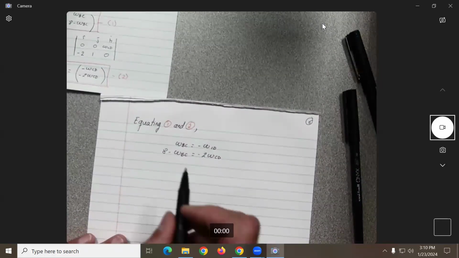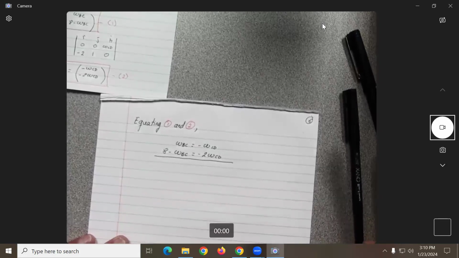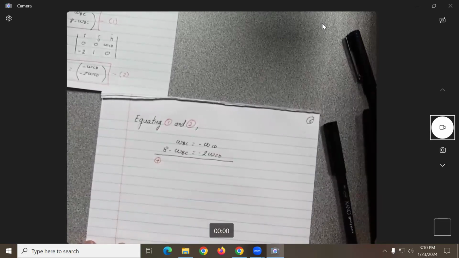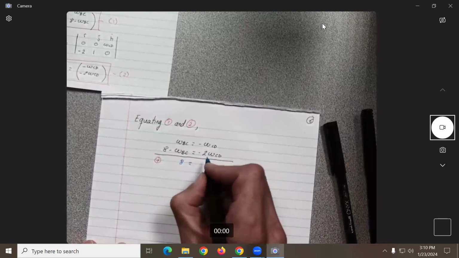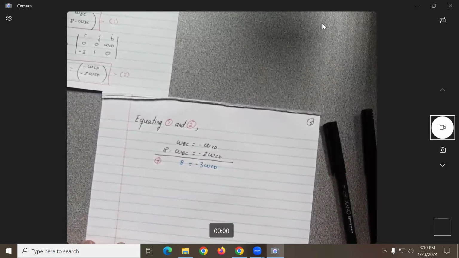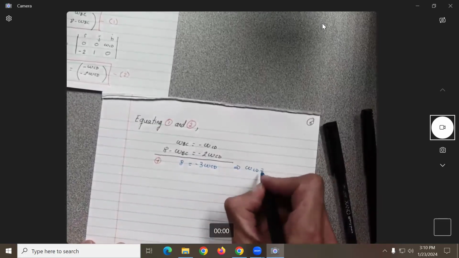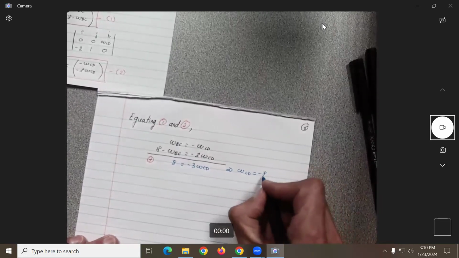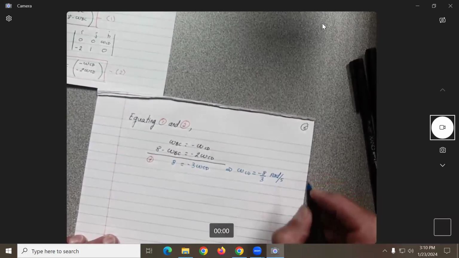So you can solve this any way you want, but probably the fastest way would be to do what? If you add them together, what do you get? 8 equal to minus 3 omega CD. So you're going to get that omega CD is equal to what? Minus 8/3 radians per second.